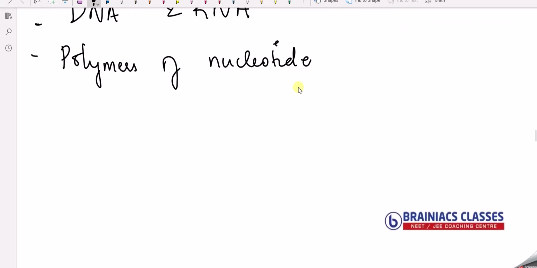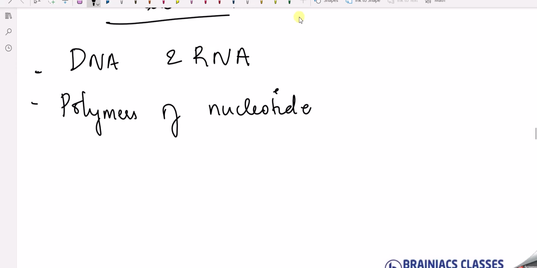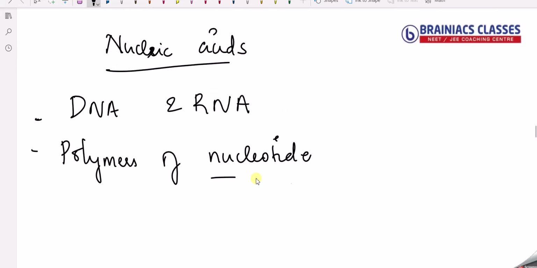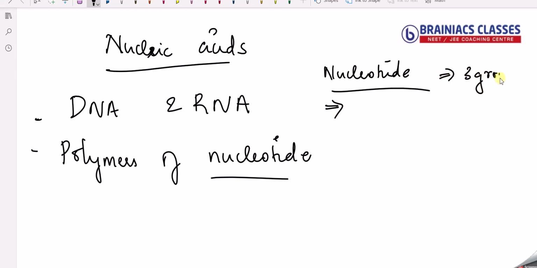So what do you mean by this nucleotide? It is a compound having three groups. What are the three groups in a nucleotide? Nitrogen, pentose sugar and phosphate group. Okay, it has a nitrogenous base, pentose sugar and a phosphate group, right?